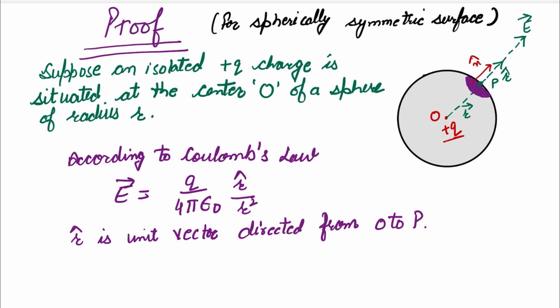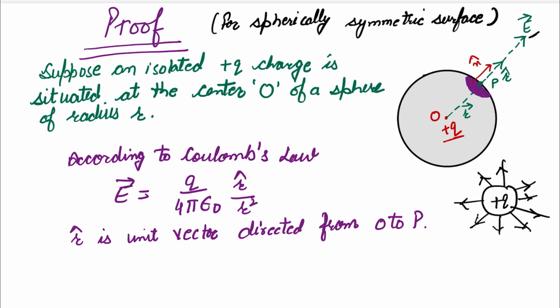We know that for a positive charge, the electric field lines are outward, and for a negative charge, the electric field lines are inward. This is one of the objective questions, that the electric field lines diverge from the positive charge and the electric field lines converge at the negative charge. So electric field lines are outward, so the E vector is in the outward direction.